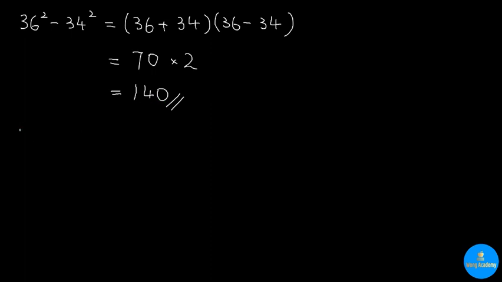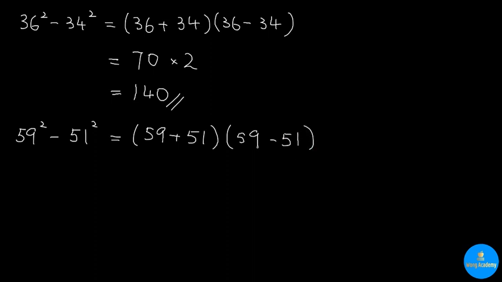Or if you want to calculate 59 squared minus 51 squared, again, instead of squaring each number and then taking the difference, we can try to rewrite it as 59 plus 51 times 59 minus 51. 59 plus 51 is 110, while 59 minus 51 is 8. So the final answer is 880.